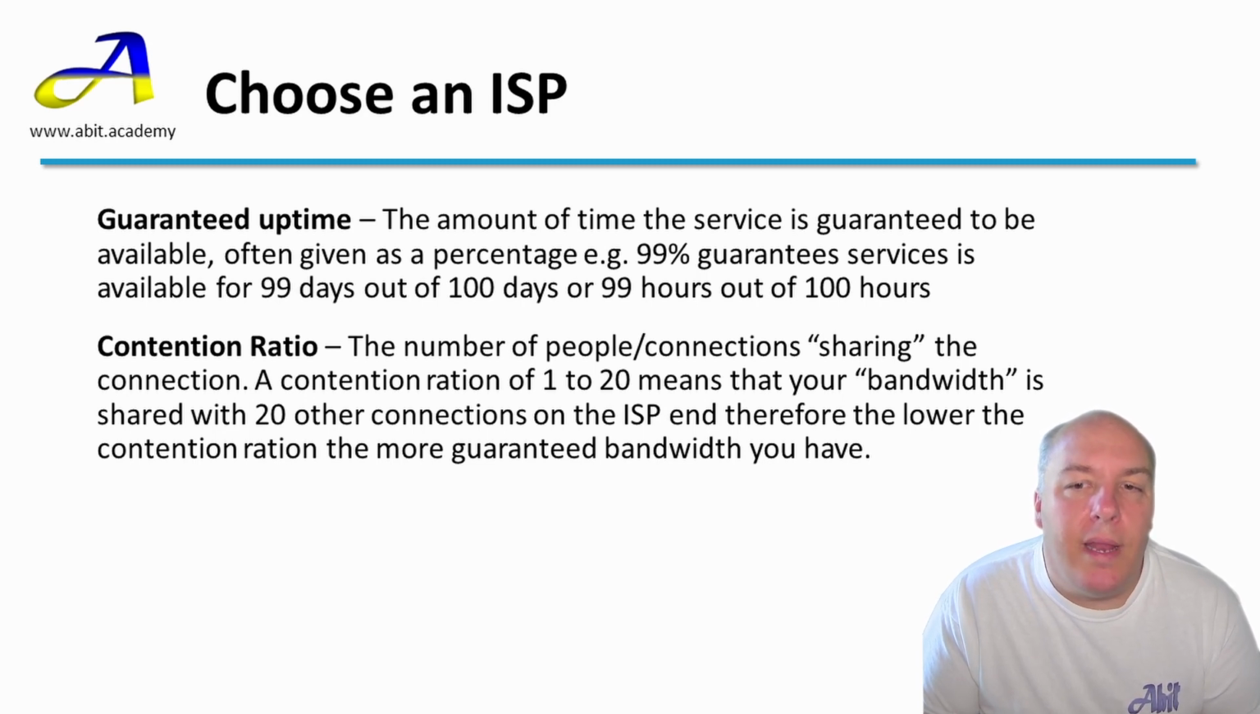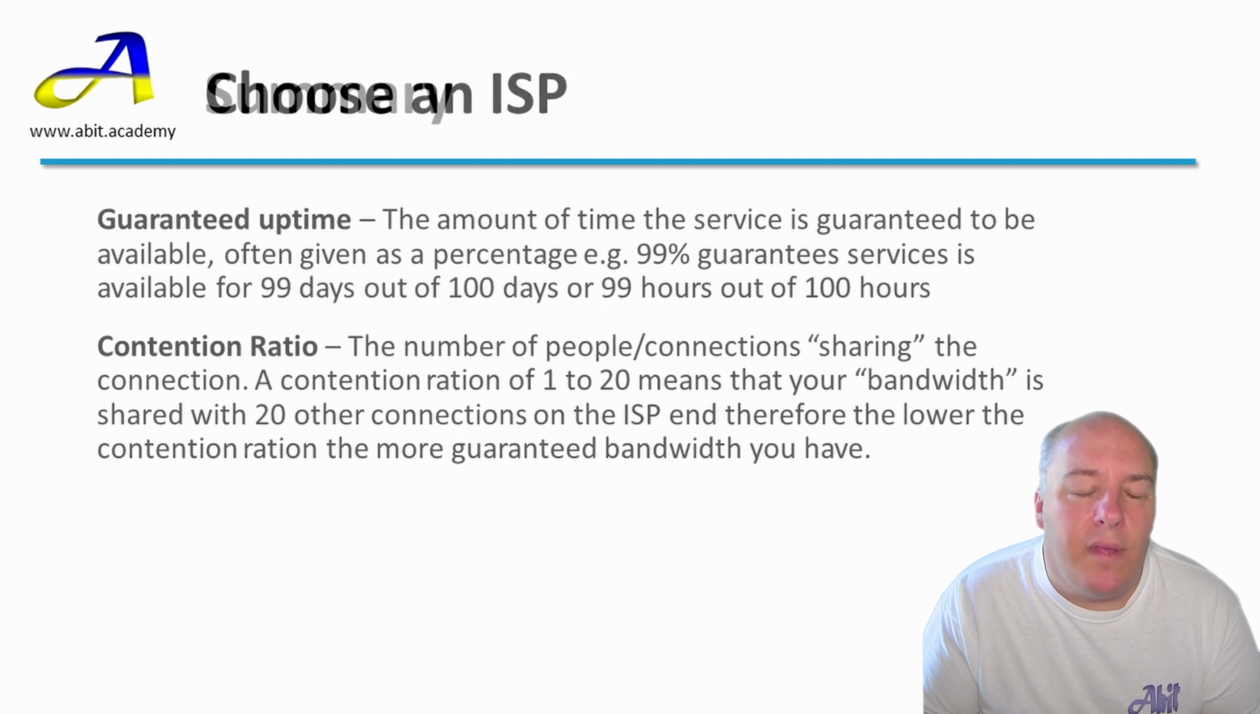This doesn't normally mean how many people in your home are using the internet, but relates more to how many homes are using the same connection. Common figures here are 50 to 1 or 25 to 1. Higher end business grade connections may have a 1-to-1 contention ratio, but this is seldom needed for homes.